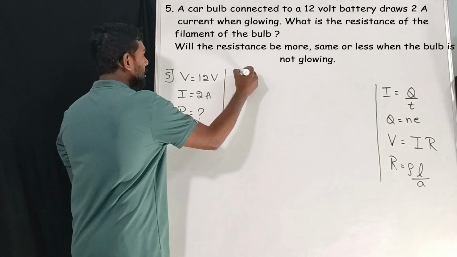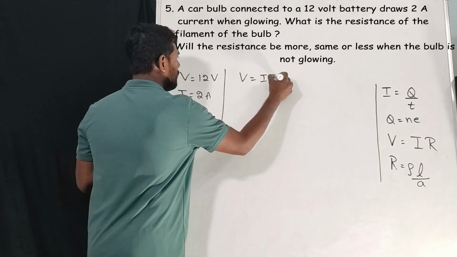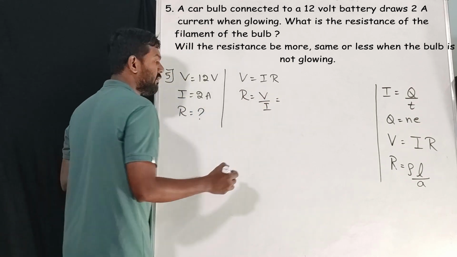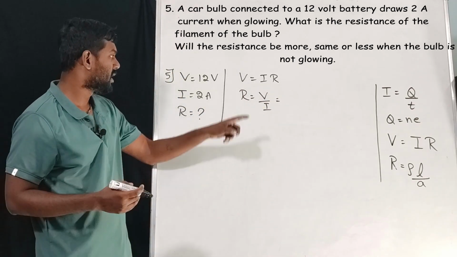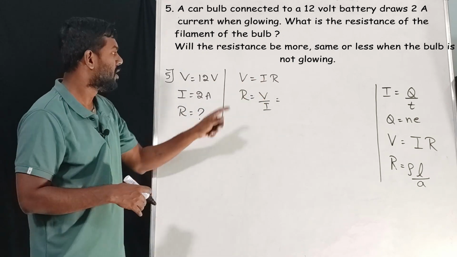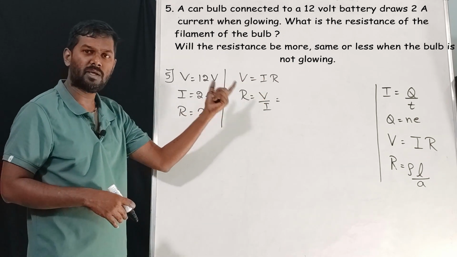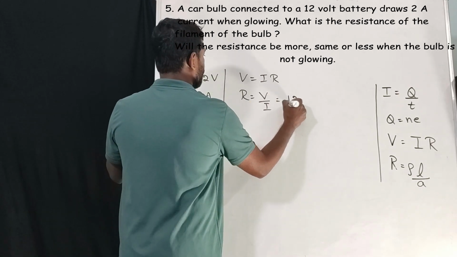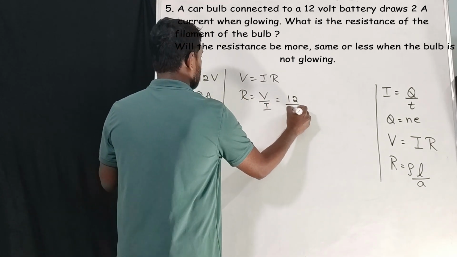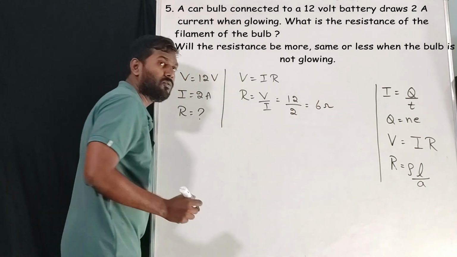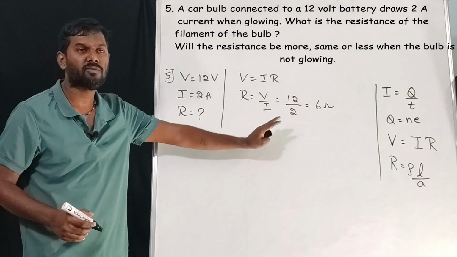The same method. V is equal to I into R. R is equal to V by I. See, few times I have seen students take V by I, they'll take I by V, all those things. Properly you take the formula, substitute it and get the answer. V is nothing but 12 and I is nothing but 2. Then answer will be 6 ohm. Now this is the answer for the first sub question.